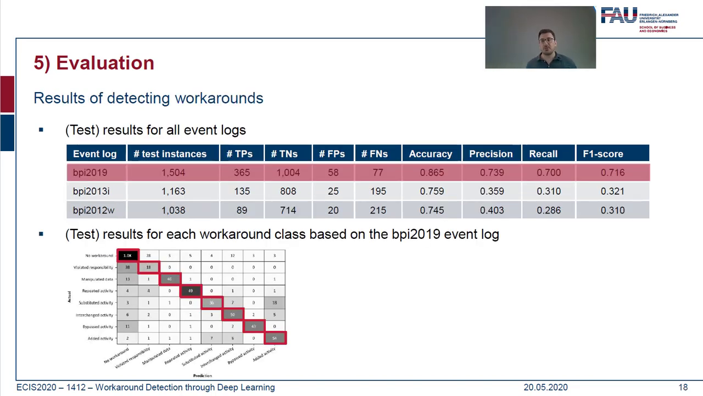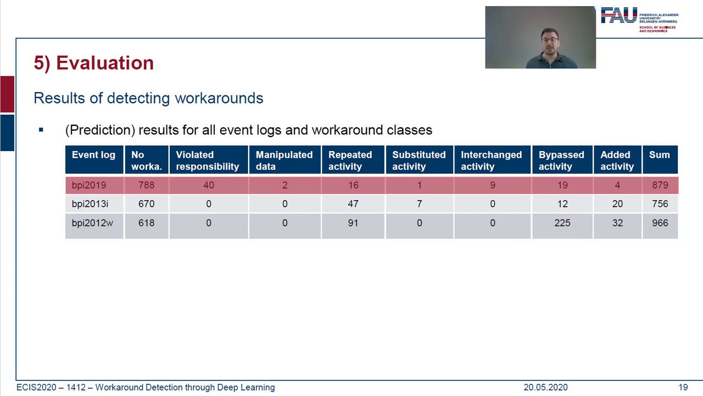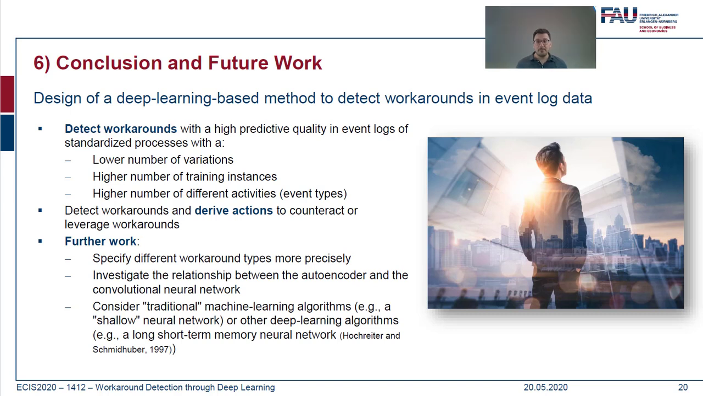If we compare the test results of the three logs, we can see that the BPI 2019 achieved the highest predictive quality. If we look at the different workaround classes for the BPI 2019 event log, most of the predictions are equal to the target values. Regarding the prediction results, we can show for the BPI 2019 event log that our method is able to detect each workaround class. To sum up, our method can detect workarounds with a high predictive quality in event logs of standardized processes with a lower number of variations, a higher number of training instances, and a higher number of different activities. That means event types.